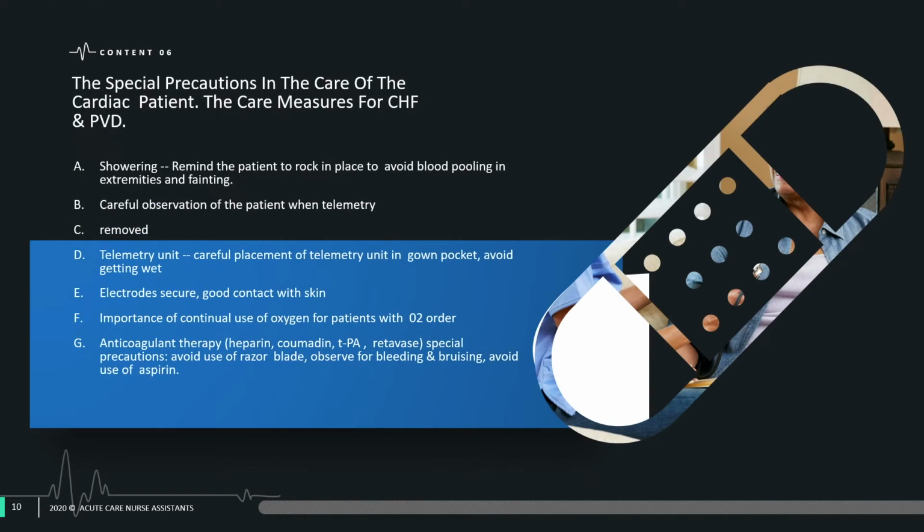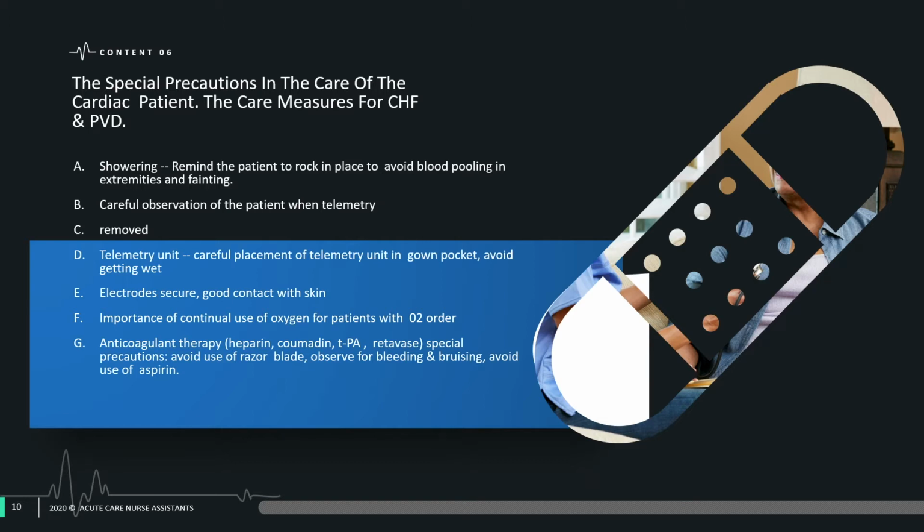The special precautions in the care of a cardiac patient. The care measures for CHF and PVD. Showering. Remind the patient to rock in place to avoid blood pooling in extremities and fainting. Careful observation of patient when telemetry removed.